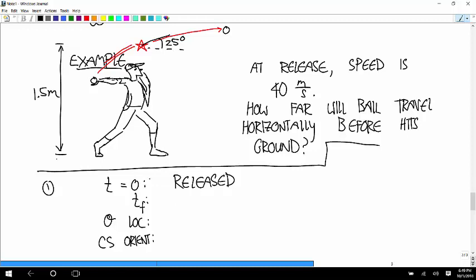So time equals 0, we're choosing that because we know information about the velocity at that instant. We know information about the position. And so we want to use that. Time final, we have to choose that to be when the ball hits the ground because we're looking for information when it hits the ground. And so that instant needs to show up in the equations.